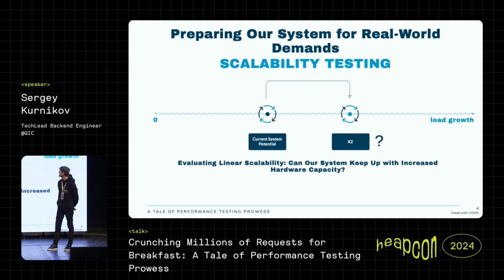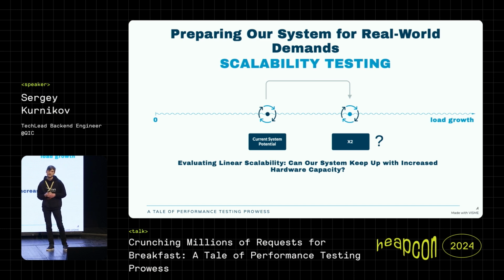Firstly, let's talk about how to prepare our system for real-world demands. What about scalability testing? If we increase our hardware capacity several times, we want to be sure that our system scales linearly. And if our system scales linearly, then our implementation is good, and we can roll out this implementation to the prod version.